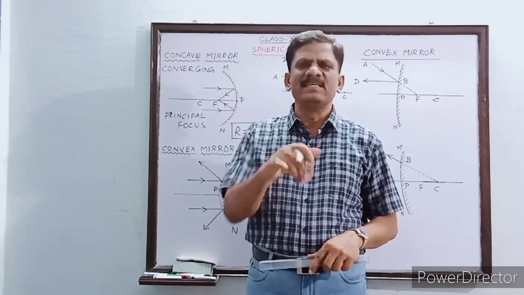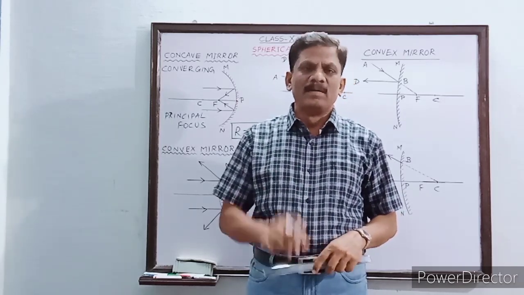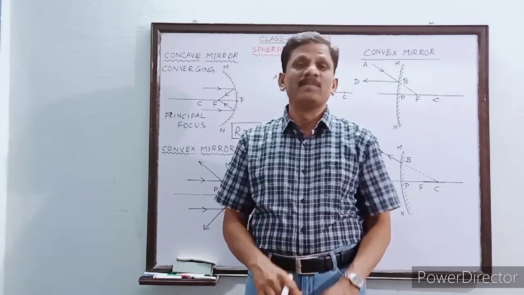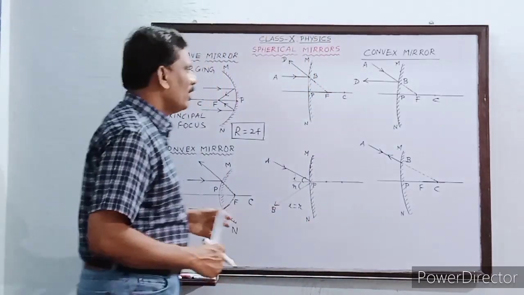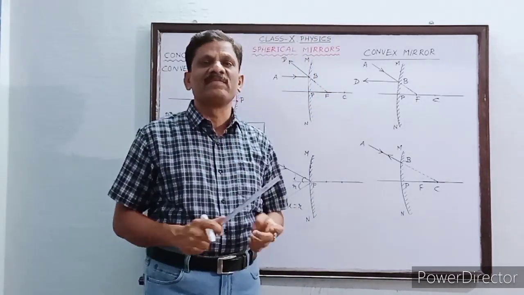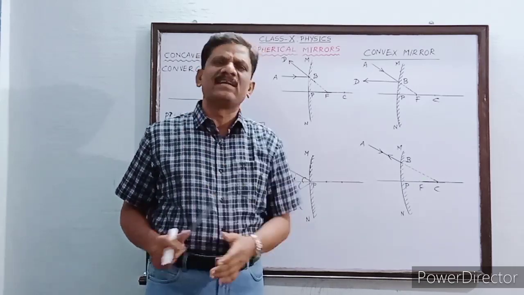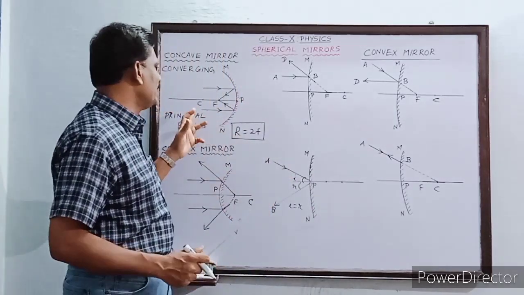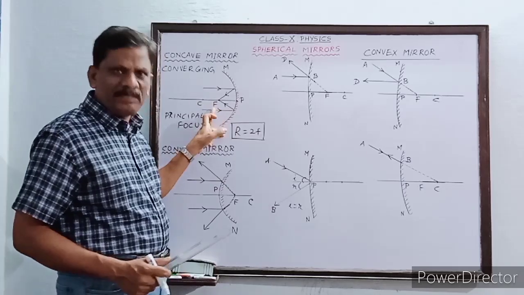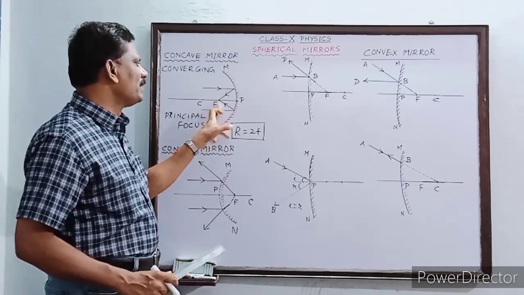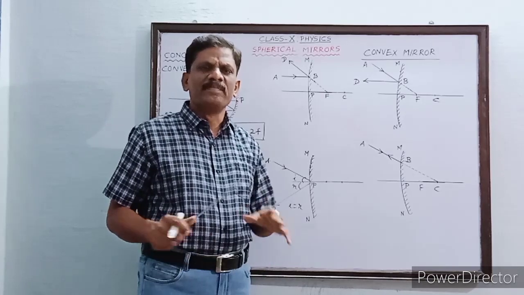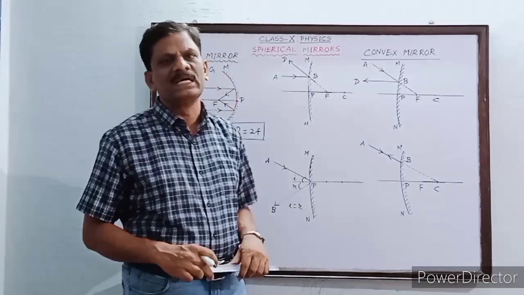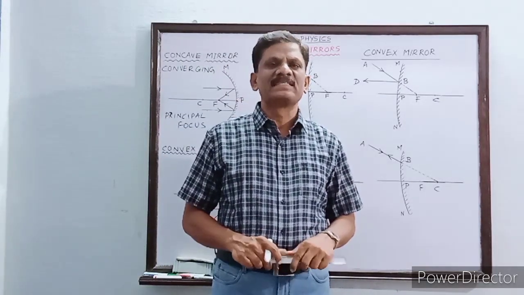What factors do these depend on? These depend upon the position of the object, where you keep the object. The object can be kept at infinite distance from the mirror, or just beyond the center of curvature of the mirror, or at the center of curvature, or between F and C of the mirror, or at the principal focus itself, or between the principal focus and the pole of the mirror. So depending upon the location and the position of the object, the different types of images can be formed.